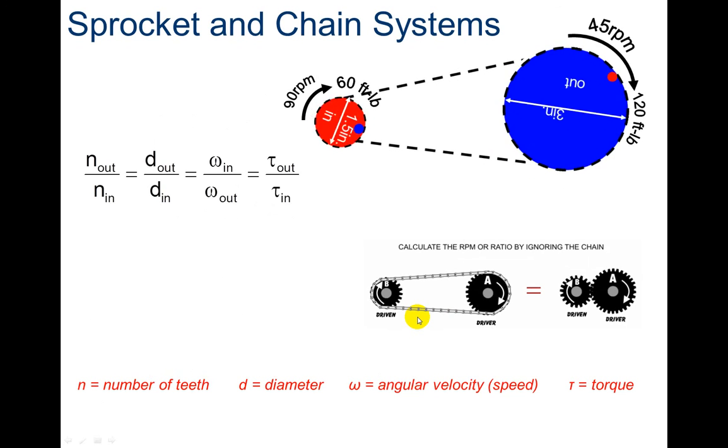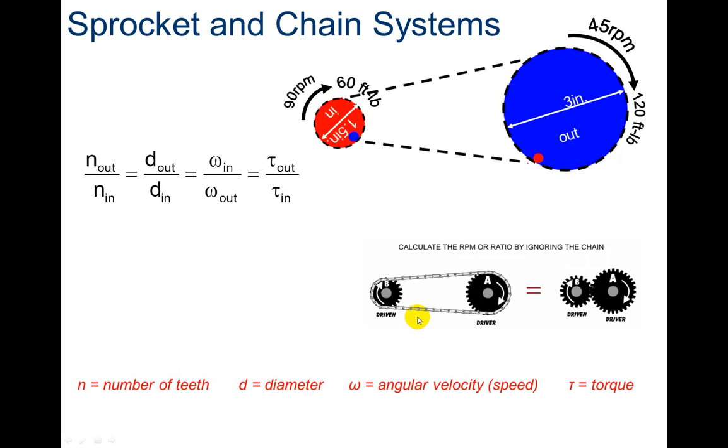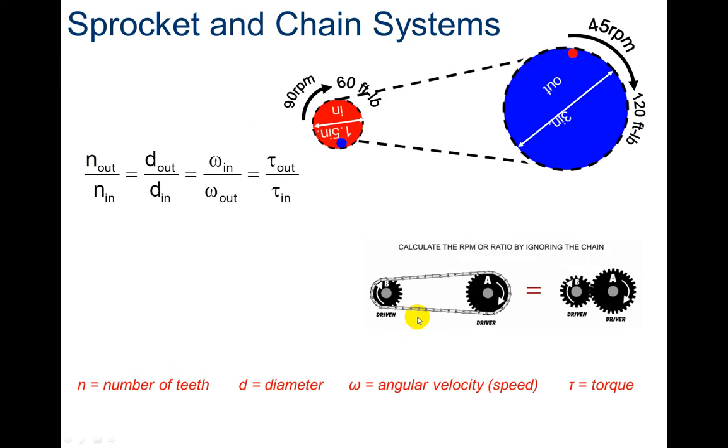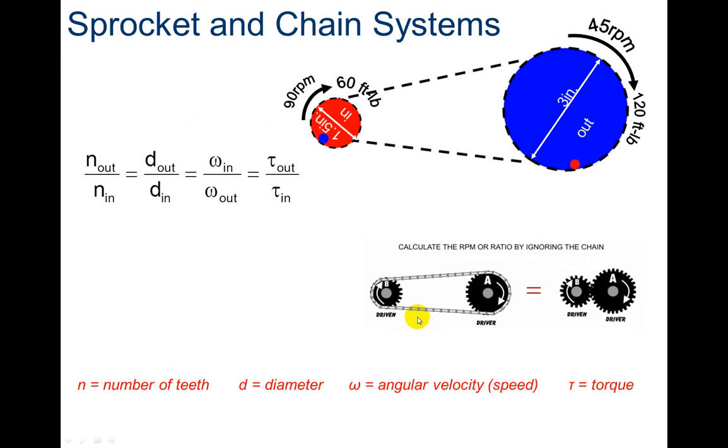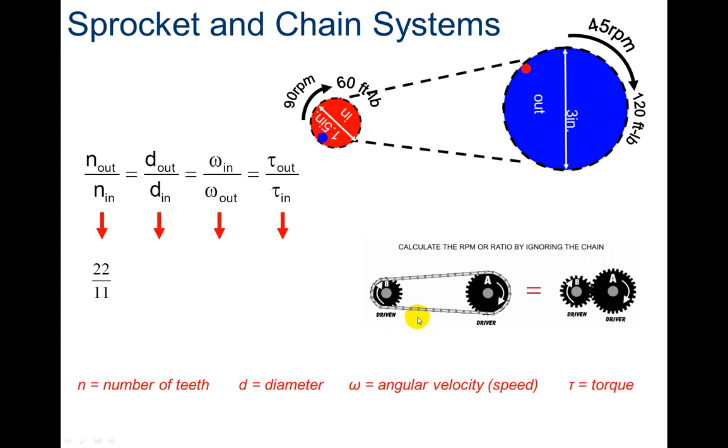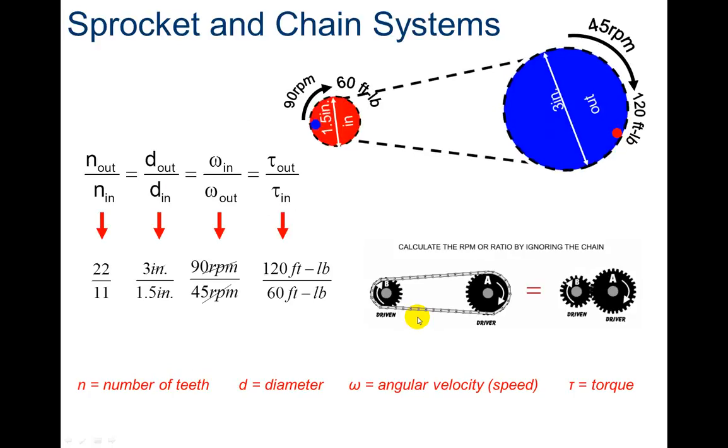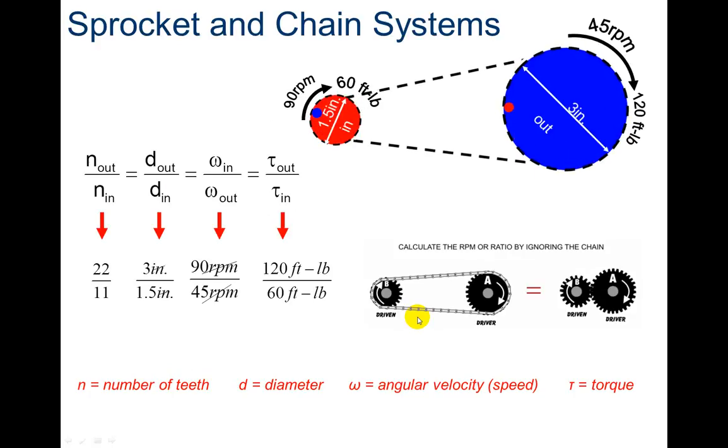Okay, again, equations are the same as the gear. We have the number of teeth on this one as well because we have teeth on the sprocket and chain system. All right, so again, our ratio is 2.